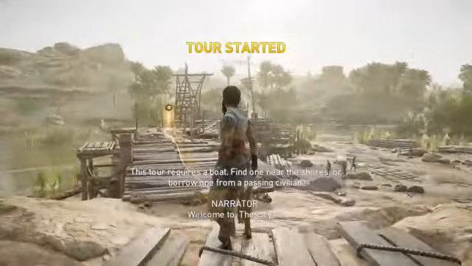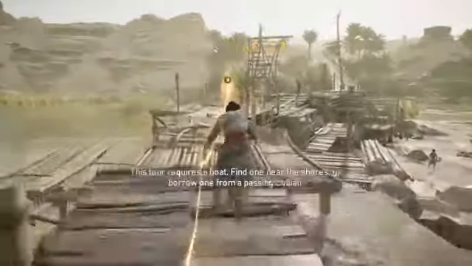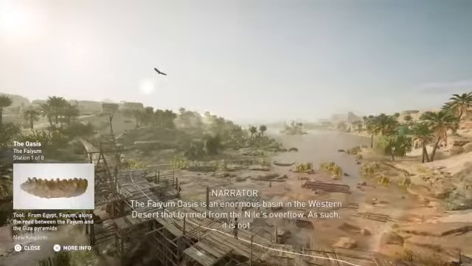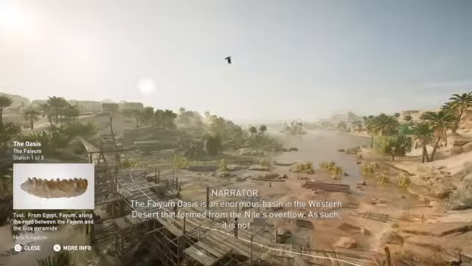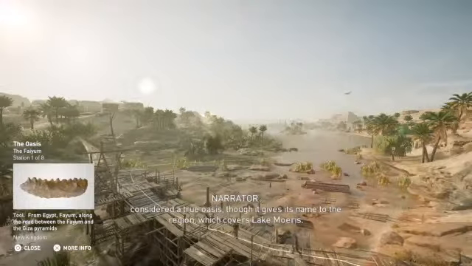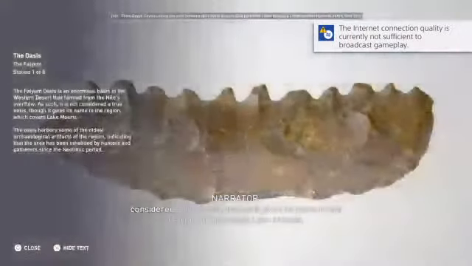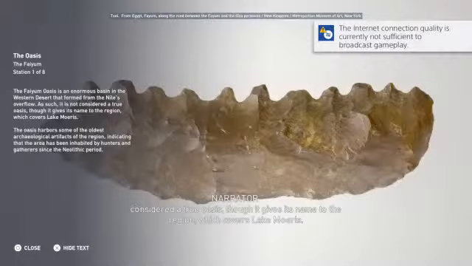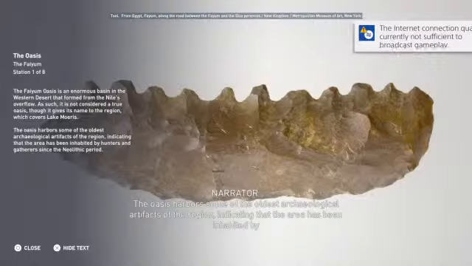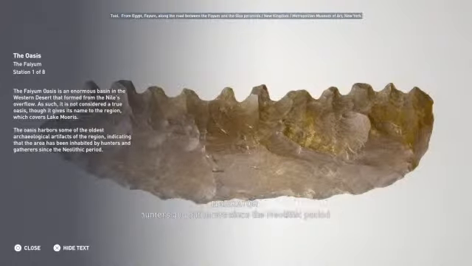Welcome to the Fayoum. The Fayoum Oasis is an enormous basin in the western desert that formed from the Nile's overflow. As such, it is not considered a true oasis, though it gives its name to the region, which covers Lake Morris. The oasis harbors some of the oldest archaeological artifacts of the region, indicating that the area has been inhabited by hunters and gatherers since the Neolithic period.